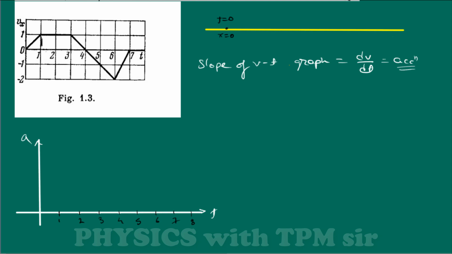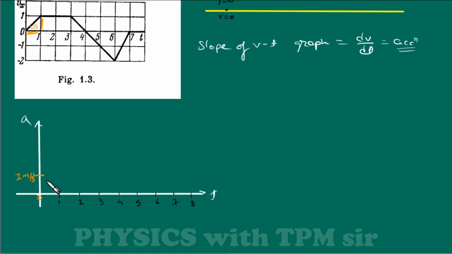So from 0 to 1 we are observing that the slope is how much? This length divided by this length. So tan theta will be 1 divided by 1. So from 0 to 1 the acceleration is plus 1 meter per second square. Fine. Let me just scroll it a little bit.